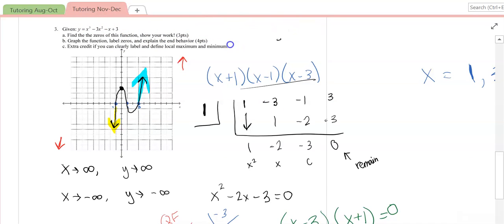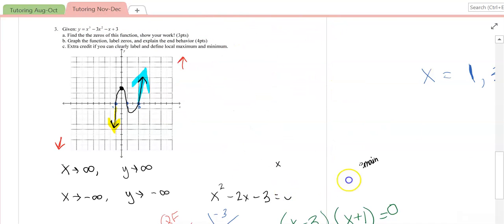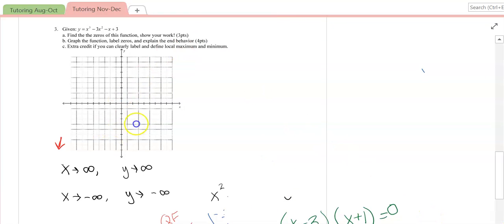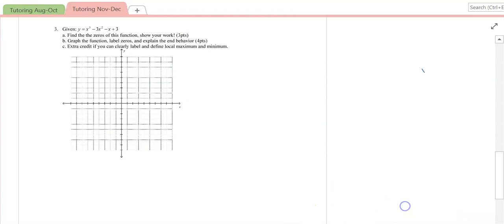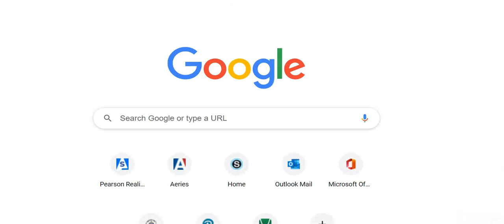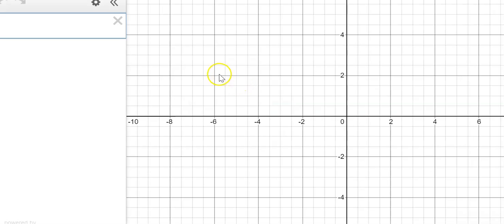Alrighty, problem 3. What you're going to do for number 3 is you want to determine what your zeros are of this graph. So in order to determine what your zeros are of this graph, it's kind of counterintuitive, but you're actually first going to graph this on Desmos. That's going to allow you to actually see what this graph looks like. You could use your TI-84 calculator if you want, but it's easier for me right now to share my screen this way.